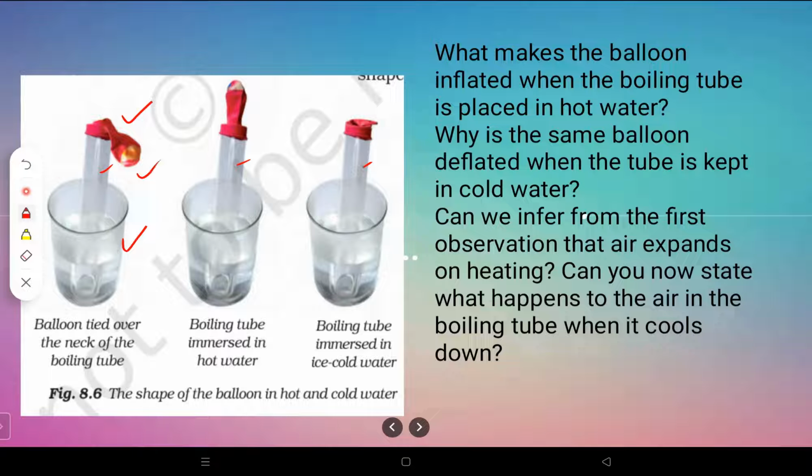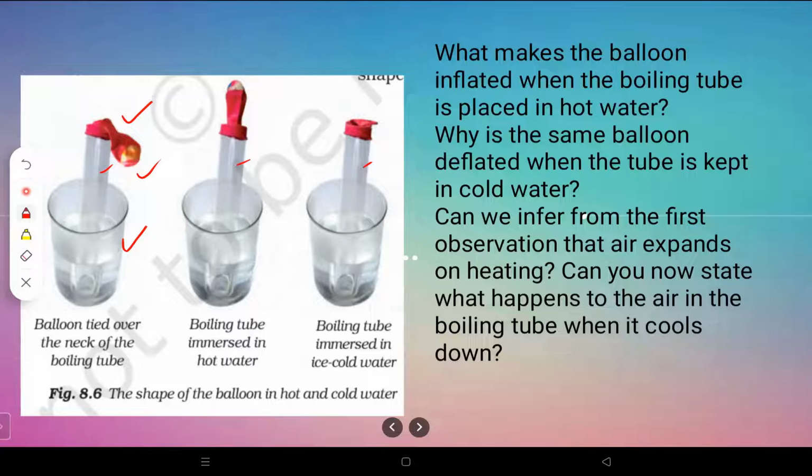Now take the tube out and put it into some ice water. Let it cool down to room temperature. Do you understand the experiment? What is happening?